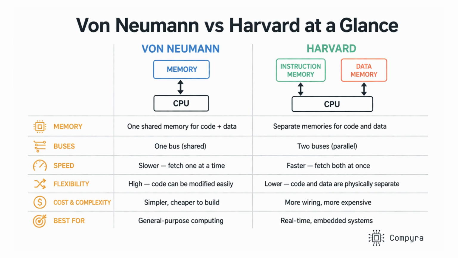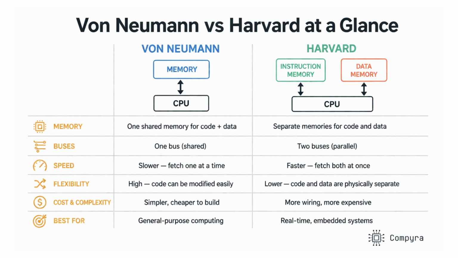Because of that single bus, von Neumann fetches things one at a time. Instruction, then data, then instruction again. Harvard fetches both in the same cycle, which makes it noticeably faster for tight, repetitive workloads.